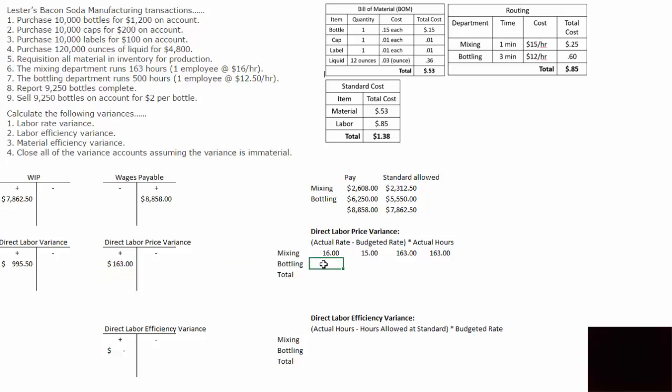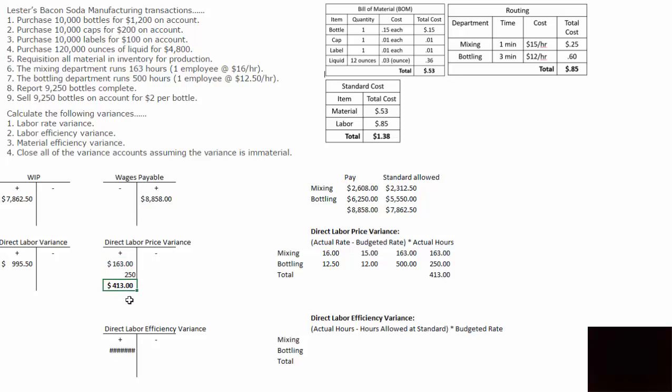We do the same thing for the bottling department. Actual rate, $12.50. Standard rate, $12. Actual hours used in the bottling department were 500. So, again, I can copy this formula down. And I have, again, an unfavorable variance of $250. It's an unfavorable labor price variance in the bottling department of $250. So I add those two together, and my total direct labor price variance is an unfavorable amount of $413.